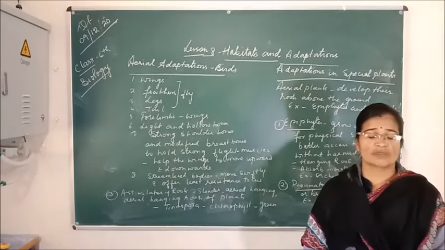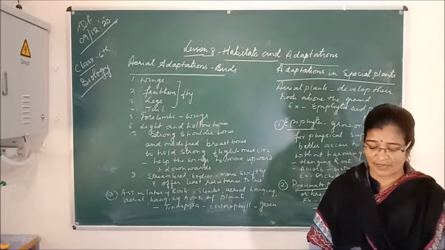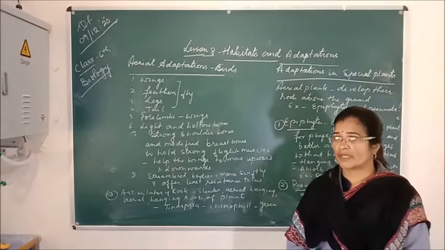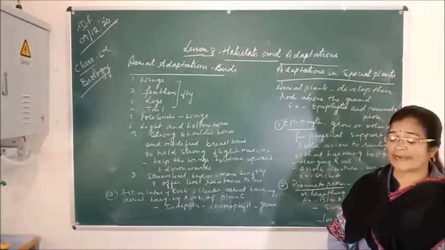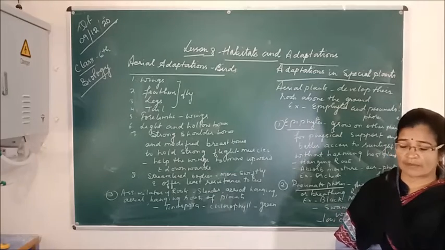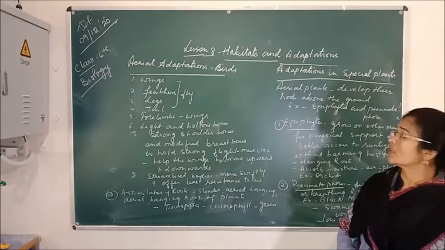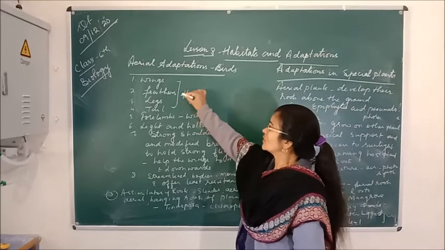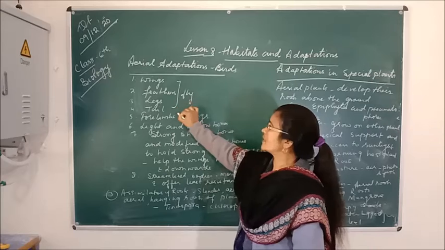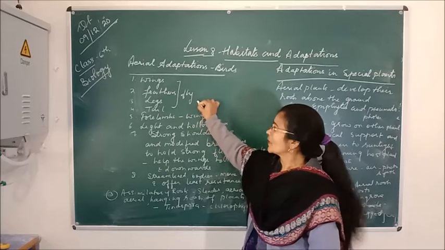Aerial adaptation means those animals who live in the air. You all know that birds fly in the air, and we will study the characteristic features of the birds which help them to fly in the air. So you all know that birds have wings, feathers, legs and tail. These wings, feathers, legs and tail help them to fly in the air.